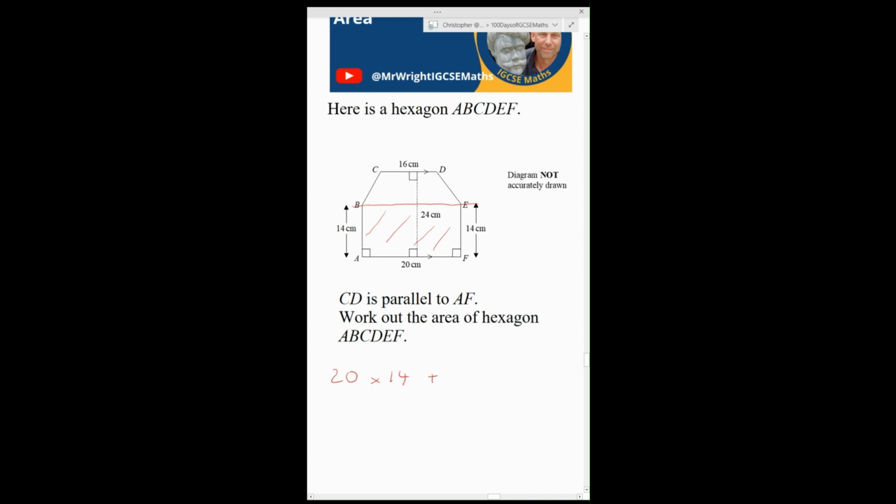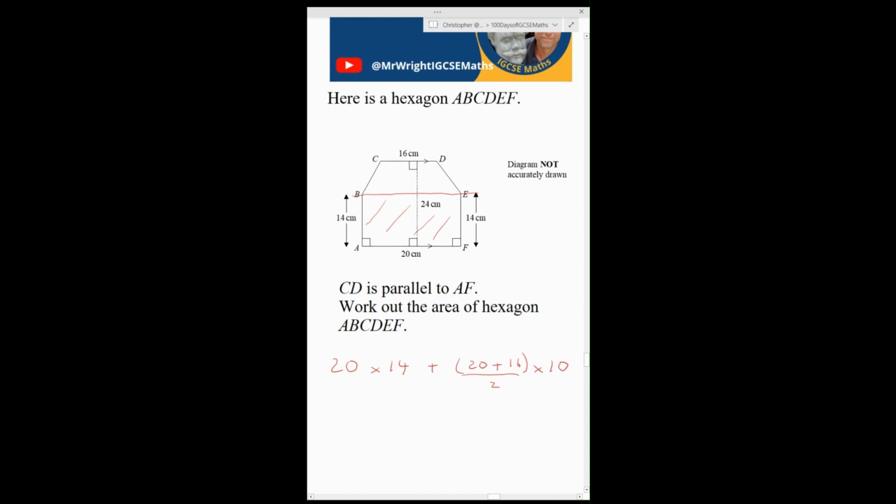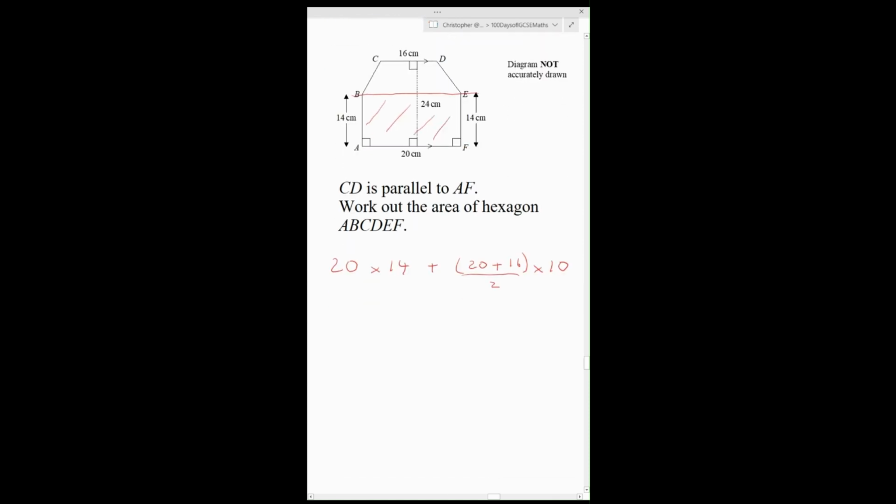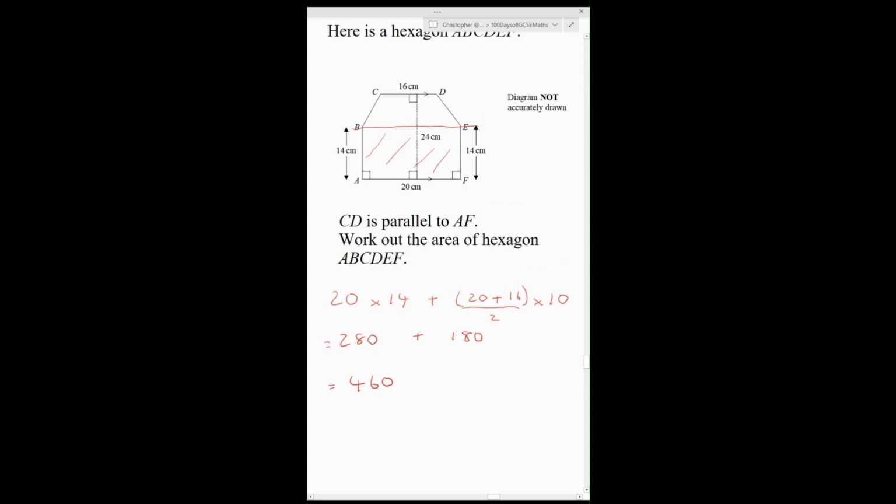Now my trapezium has an a and a b, the two lengths of 20 and 16. So I'm going to find the average of those two lengths and multiply by the height of the trapezium. Now, how high is the trapezium? It goes F to E is 14, and then all the way is 24. So the trapezium must be 10 high. So 20 times 14 gives me 280, plus 18 times 10, 180, gives me an answer of 460 square centimetres.